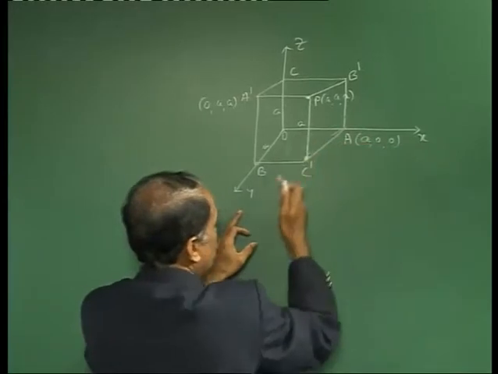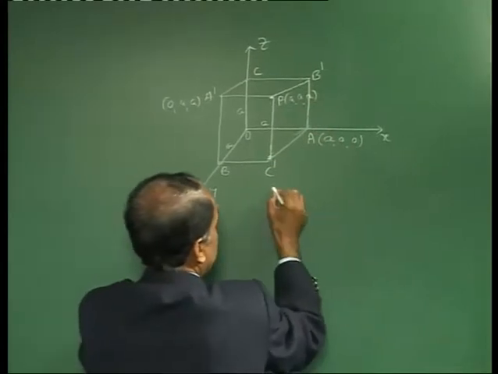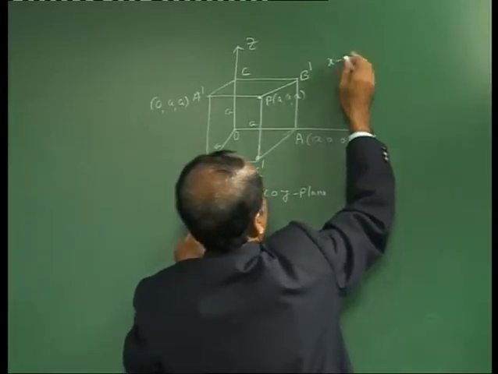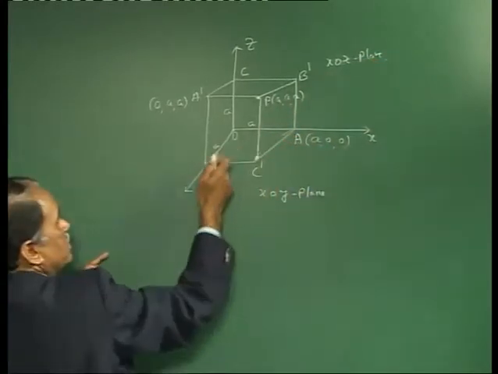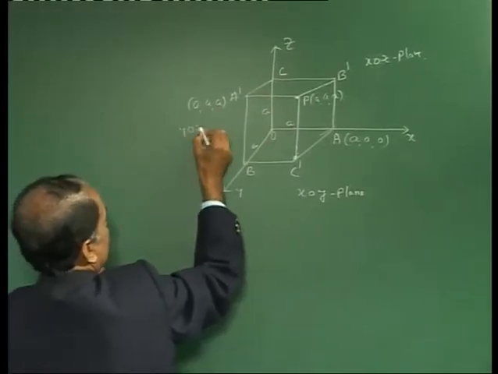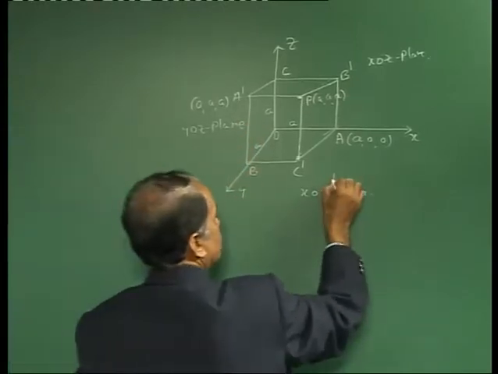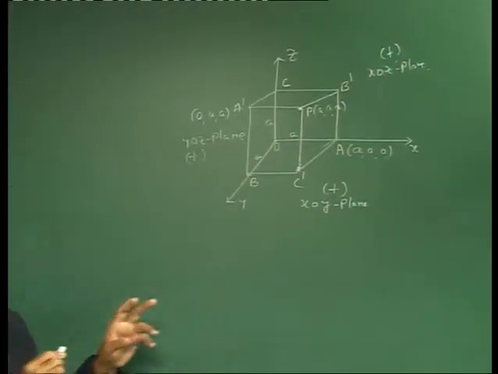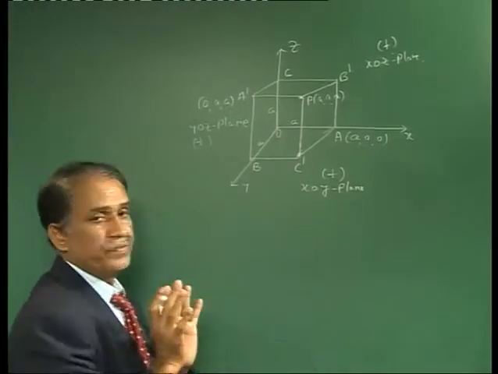This must be the xOy plane, this one, and this must be the xOz plane. This is the combination, and this must be the yOz plane. So we have three planes. This is positive, this is also positive, and this is also positive. All the areas which I cover by writing this figure are in the positive quadrants.